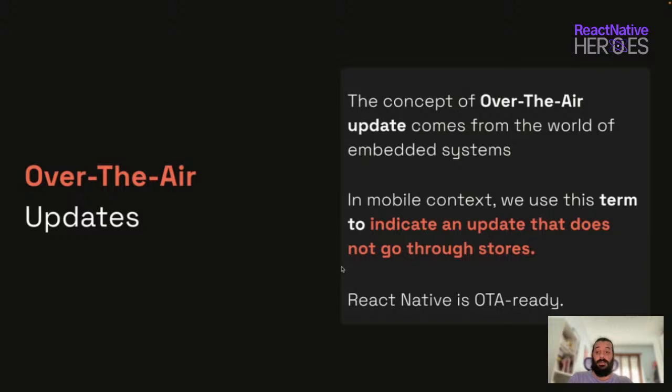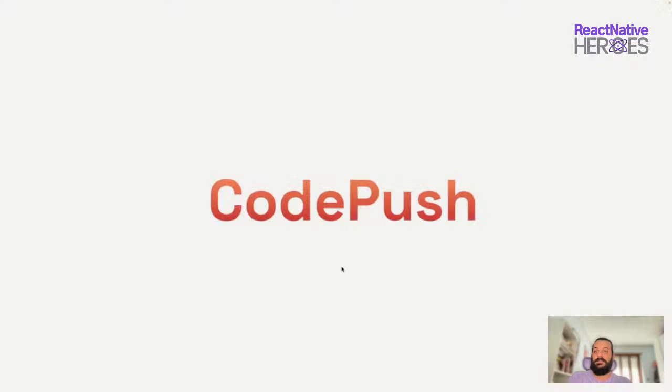In mobile context, we use this term to indicate an update that does not go through a standard store, App Store, Google Play Store. In this sense, React Native is over-the-air update really. We have a bundle that contains all our JavaScript code and image assets, and we have only to update that. But the platform doesn't have a built-in mechanism to do that. So we use a third-party service that is CodePush.